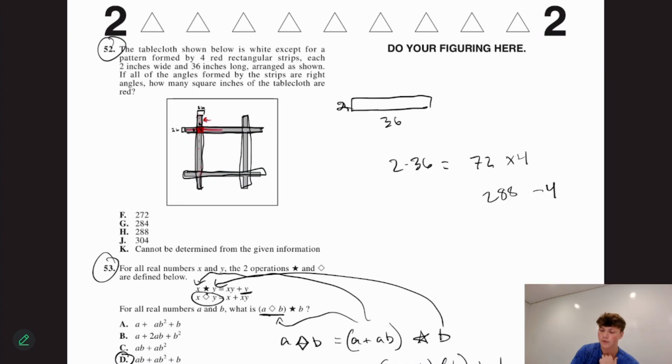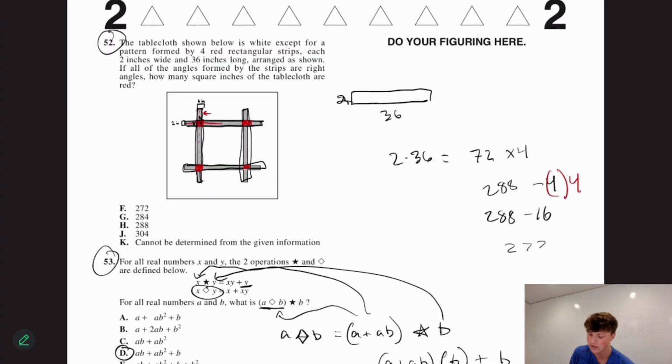We also have to do this for the overlap that we have here, and the overlap we have here, and the overlap we have here. Because in each case, one of the red strips is getting covered up. We counted it as exposed area, but it's not exposed. It's hidden, right? So we have to subtract 4. We have to do it 4 times. Okay, so we're actually going to be subtracting 16. We're left with 288 minus 16. What that's going to do is it's going to give me 272. Correct answer choice F. Okay?